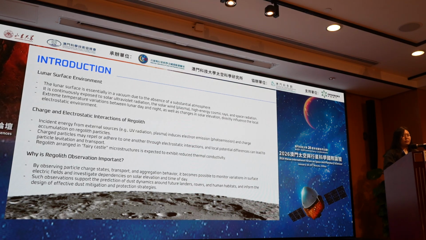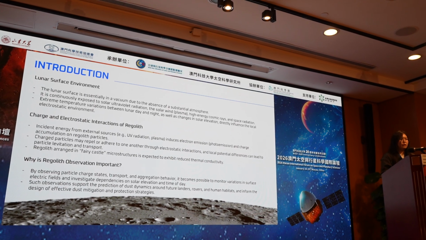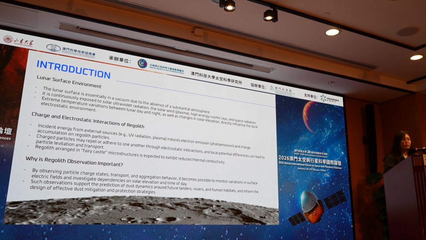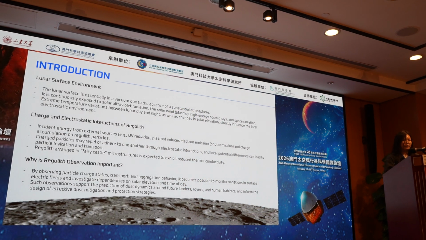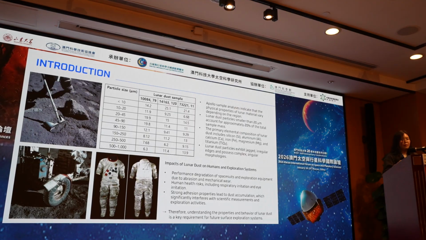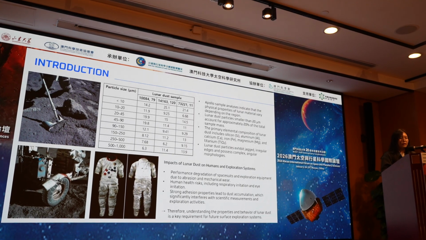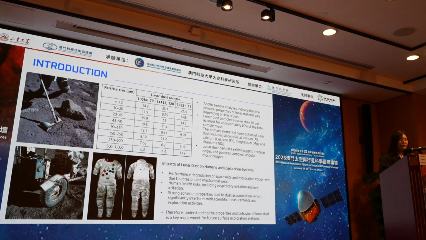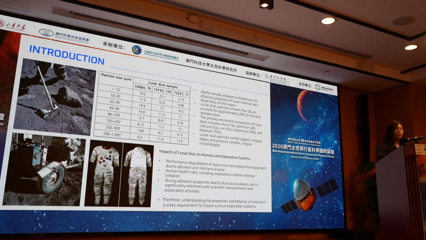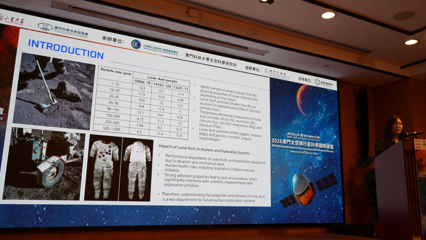Lunar surface particles are exposed to solar ultraviolet radiation and solar wind, which electrically charge the regolith. Under such conditions, the particles are weakly bonded, and the regolith is expected to develop a three-dimensional microstructure called a fairy castle. Apollo missions demonstrated that lunar dust caused aberration, human health issues, and mechanical interference. It impacted mission operation and data quality. Therefore, understanding the properties and behavior of lunar dust is a key requirement for future surface exploration systems.